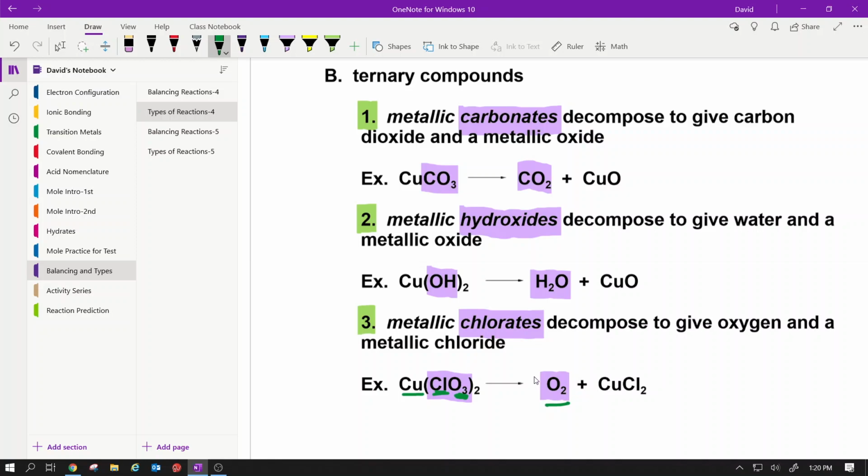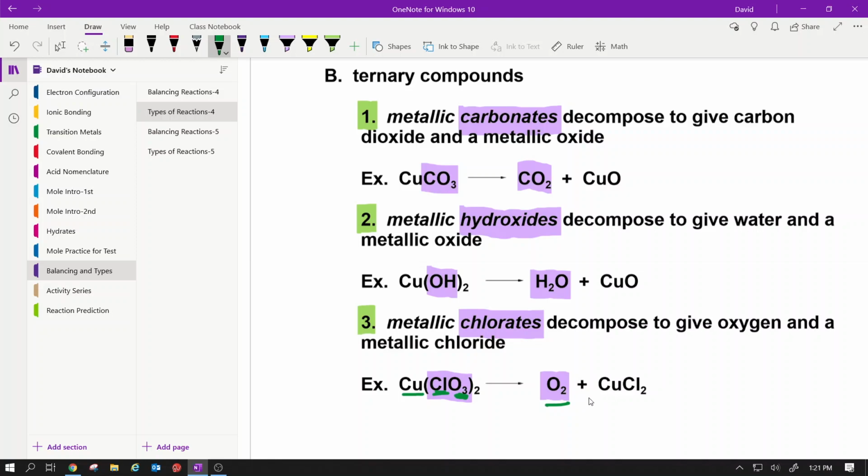Yeah? Are those going to be on the test? Yes, these will be on the test. So we have to say like the decomposition of metallic chlorate or something like that? No, well, if I gave you this and asked you to predict, or said decomposition of copper 2 chlorate, then you would need to be able to predict what it would make, balance it.